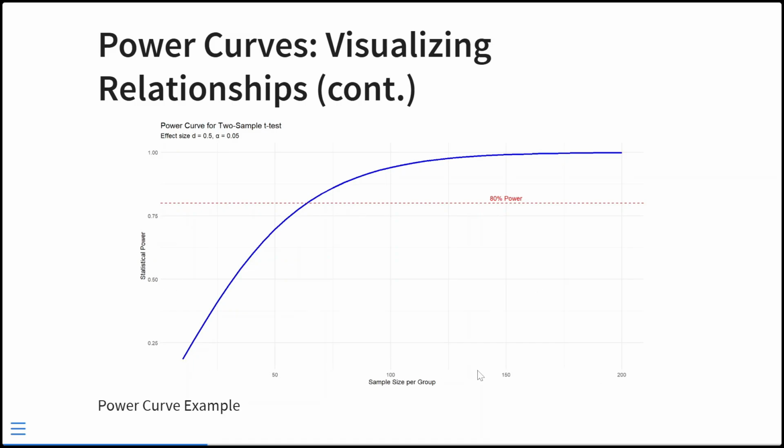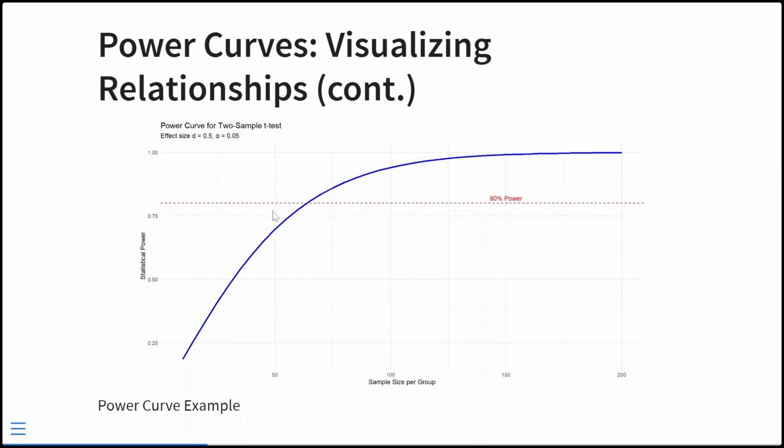On our x-axis, we have the sample size per group, and then we have the statistical power. You can see that at a lower sample size, the power is increasing. When you go to around 50, the power has increased to around 0.7. You can see around 80% power, and the sample size there is around 70 something.